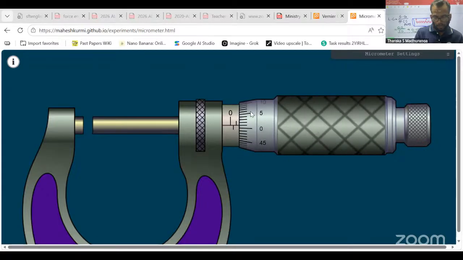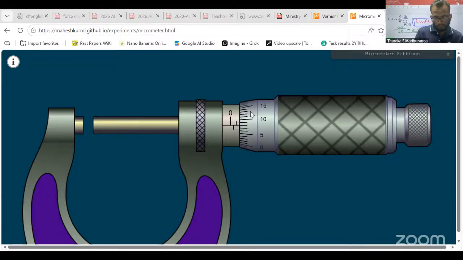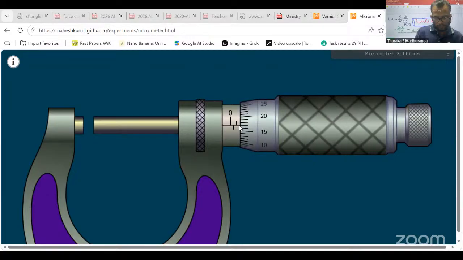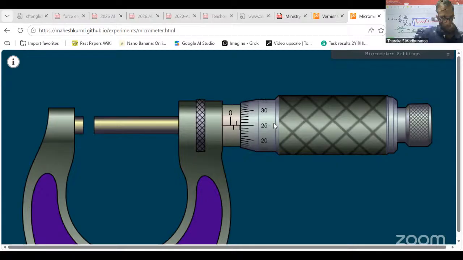Okay, the next thing. This is the nature of linear scale: 0, 0.5, 1, 1.5. It is the calibration way. And the circular scale values increase upward: 10, 15, 20, 25.